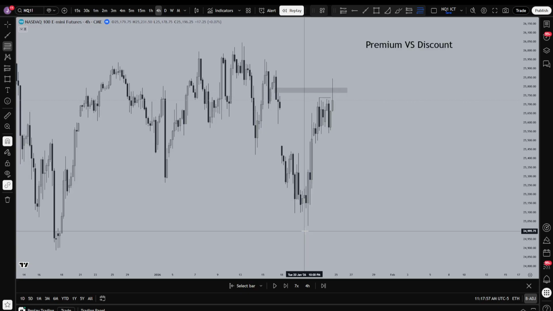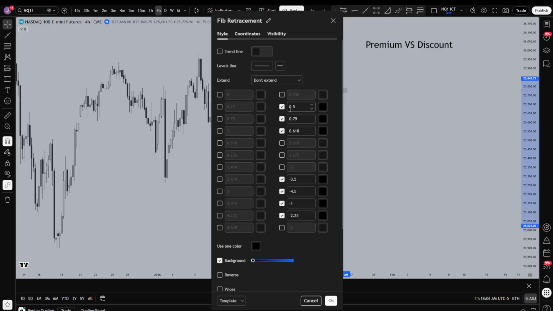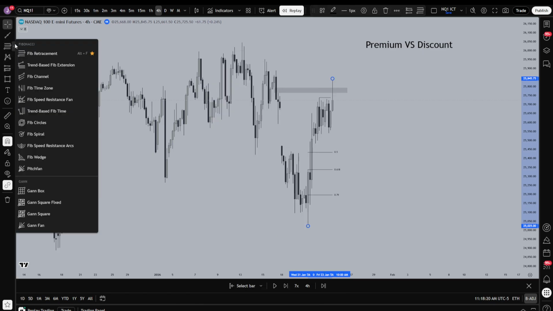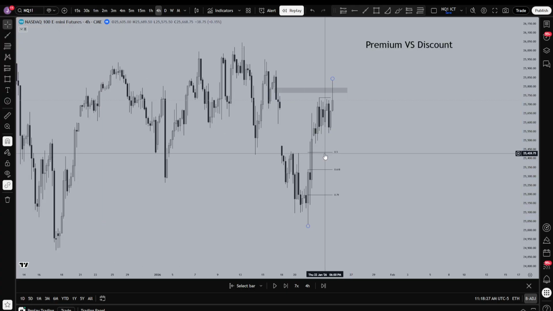We see that we swept out all this liquidity, so we can expect us to retrace from this point in time. We always want to start from the bottom and go to the top of the range. So this would be the range that we currently put in. Now double click into your settings, and I like to add these settings right here: the 0.5, the 0.618, and then the 0.79. The tool is on the second level right here, the first tool, and once you have it set up, it should look exactly like this.